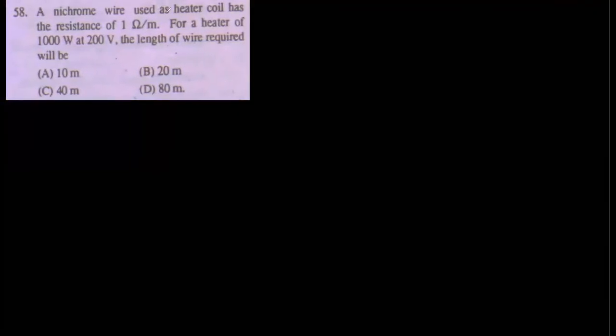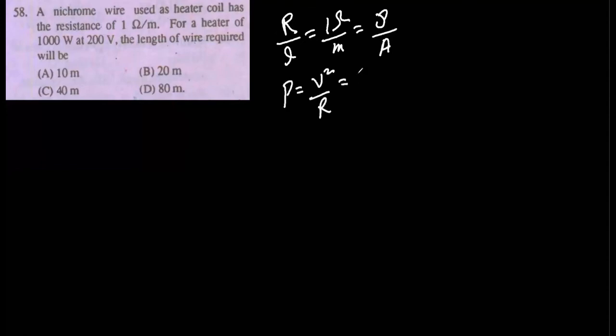Okay, next MCQ is: a nichrome wire used as a heater coil has a resistance of 1 ohm per meter. For a heater of 100 watt at 200 volt, the length of the wire required will be. So actually the resistance per unit length is given to me, that is equal to 1 ohm per meter, and that is equal to rho by A. As we know that P is equal to V square divided by R. So R is 200 squared divided by 100, so that's equal to 400, and that's equal to 40.